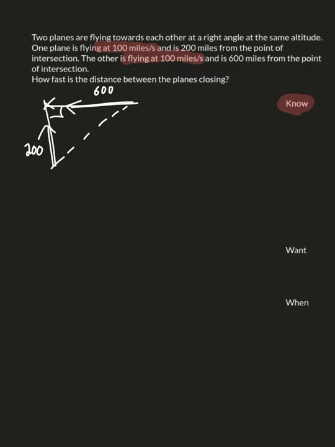The other one is also flying at 100 miles per second. Because that distance is getting smaller, right, the planes are getting closer and closer to the point of intersection, because each plane is approaching that point and their distance from that point is getting smaller, we're going to use negative numbers to represent the change in their positioning. So the 100 for both of these planes is really going to be negative 100. Because you can imagine this, the 600 miles and the 200 miles is getting smaller and smaller.